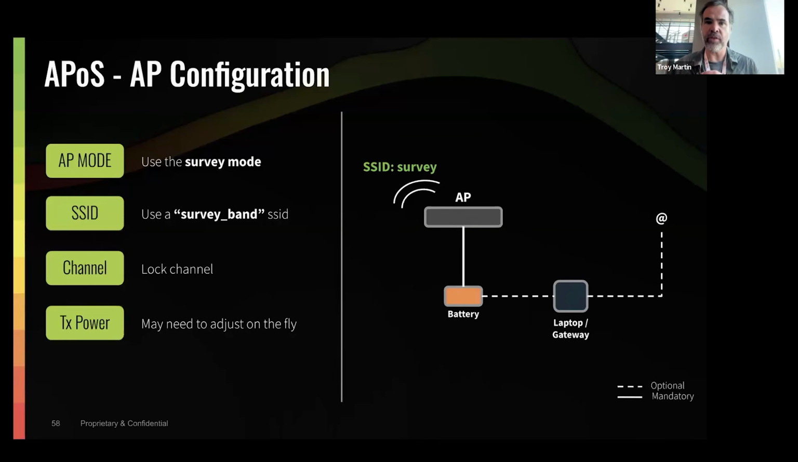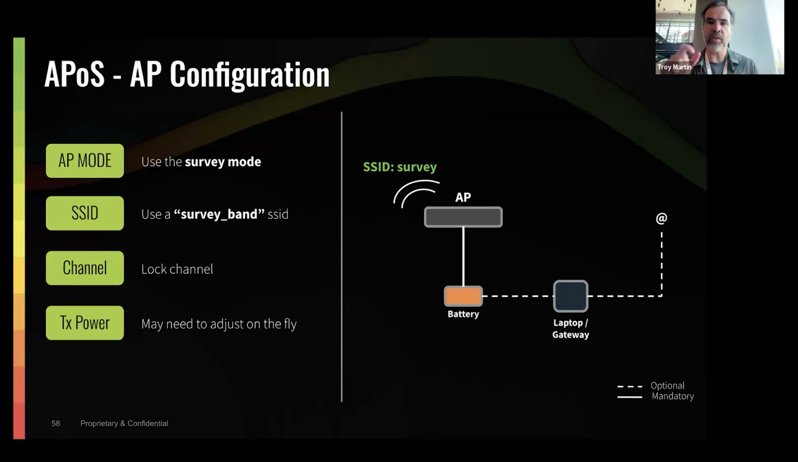One of my personal preferences is I like to pick channels in the middle of the band, right? So channel 6 on 2.4, not channel 36, not necessarily channel 161 or 165, something more in the middle, and then something in the middle with 6 gigahertz as well.